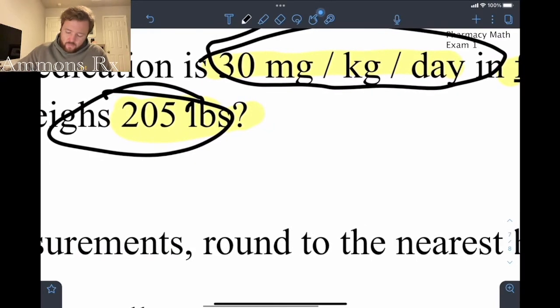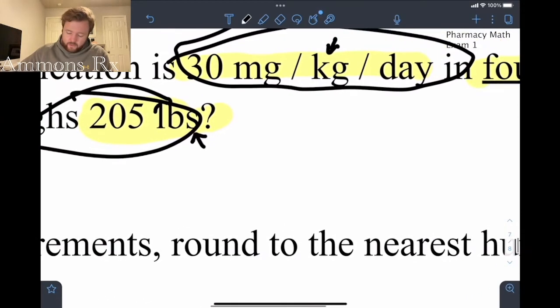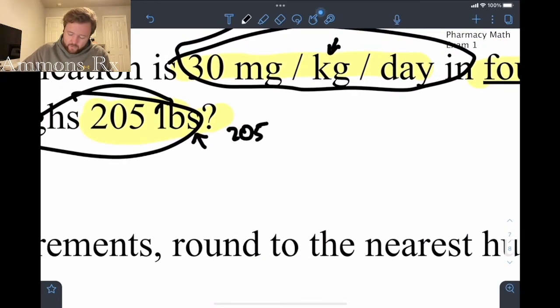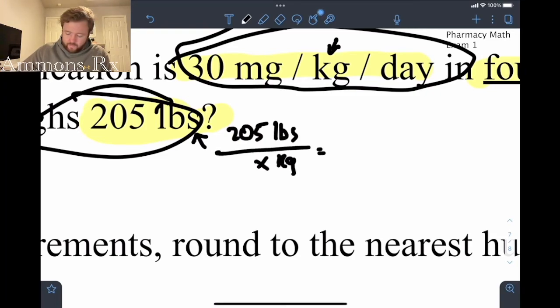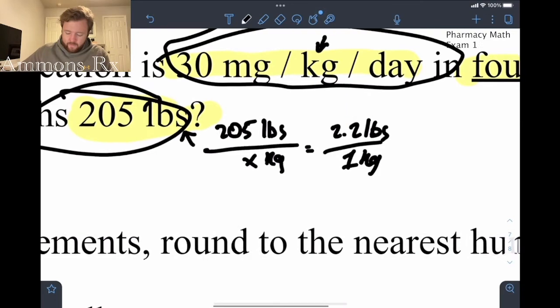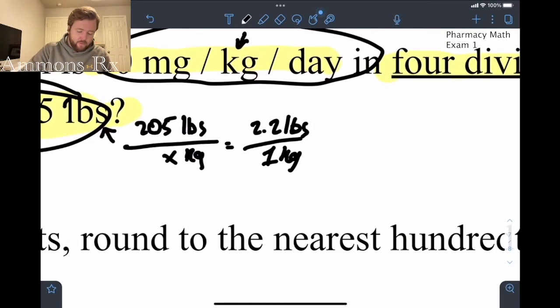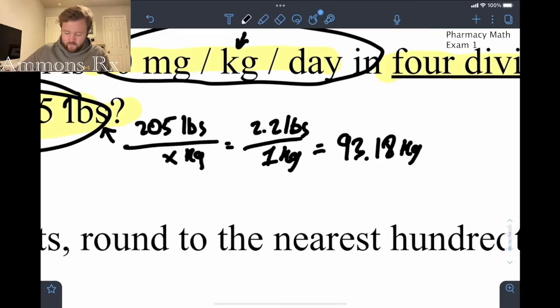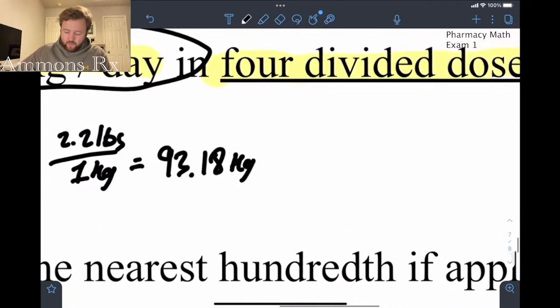So right here is our first problem. That's kilos. What is this? Pounds. I want you always to go to kilos. So we need to convert 205 pounds is how many kilos? Okay, so it's basically 205 divided by 2.2. Okay, the person weighs 93.18 kilos.